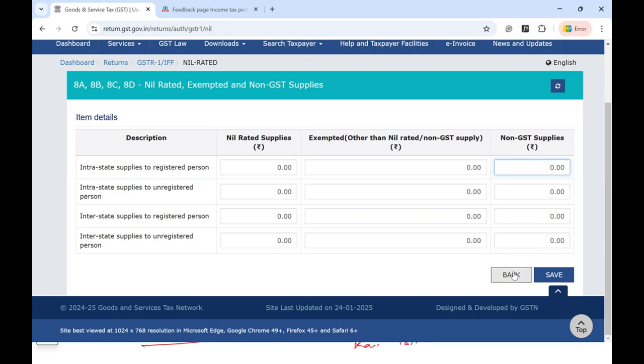After providing this information, it may happen you are supplying two types of goods, or two types of services, or any combination thereof. One is taxable and another one is exempted. In that case, taxable supplies you are required to report in those tables, and exempted or nil rated supplies you are required to report over here.